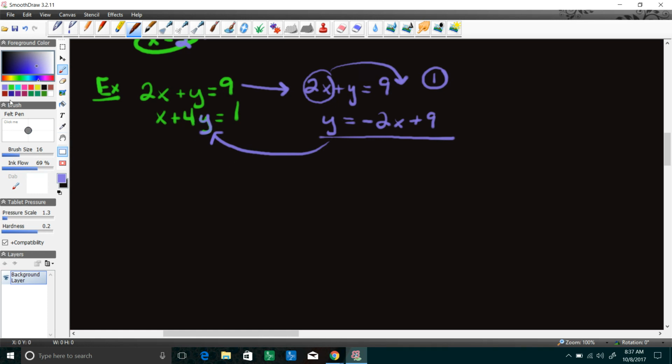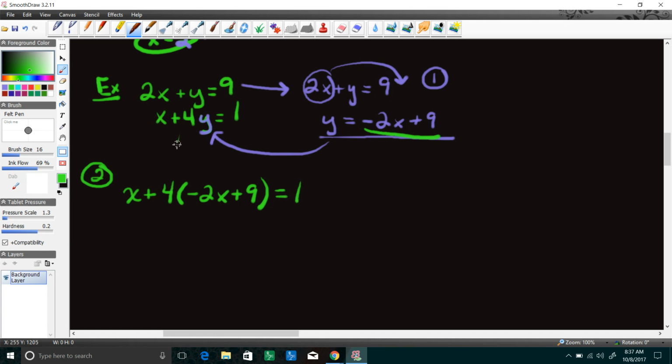So here's what it's going to look like. So now we're on step number 2, which is substitute and solve. So I'm going to take this equation, x plus 4, and plug my entire equation in there. So parentheses negative 2x plus 9. Now don't get confused. Don't actually put y equals. Remember, y equals is equal to all this right here. So this is the part that I'm plugging in, okay? And then equal to 1.